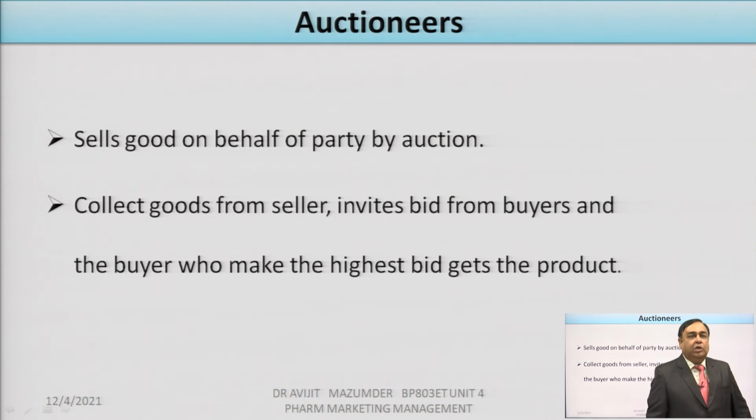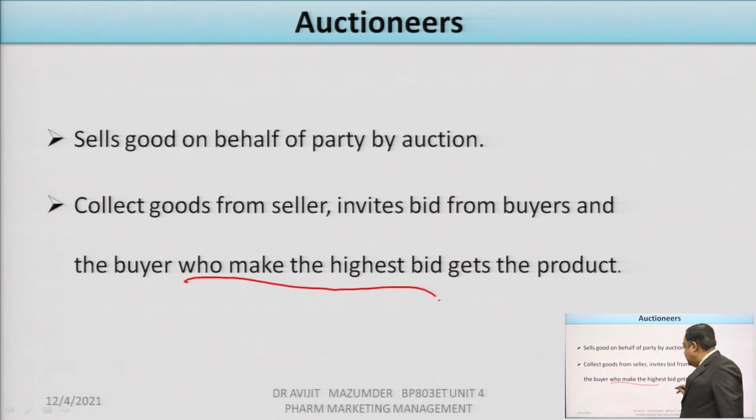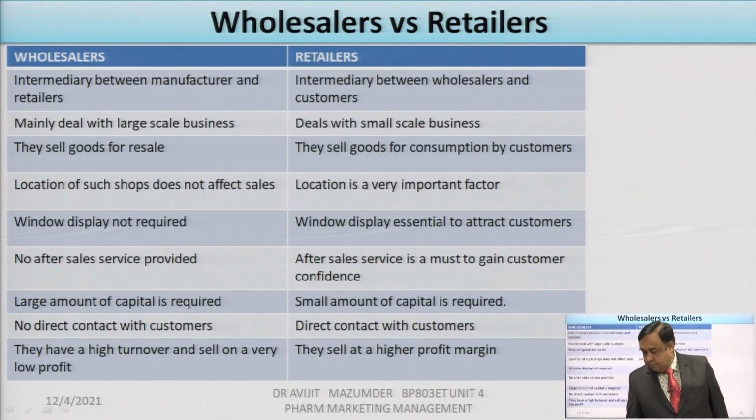So, the auctioneer's role is they collect the goods from the seller, invite bids from the buyers, and the buyers who make the highest bid are supposed to get the product of their choice.